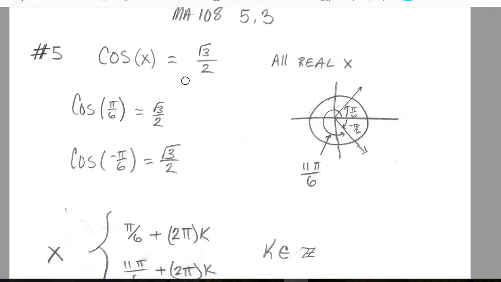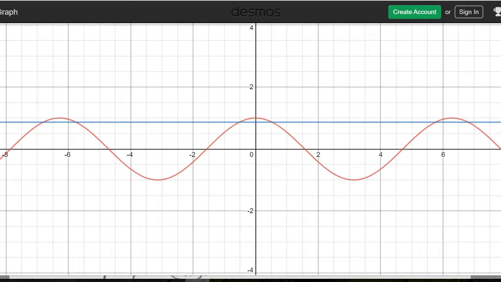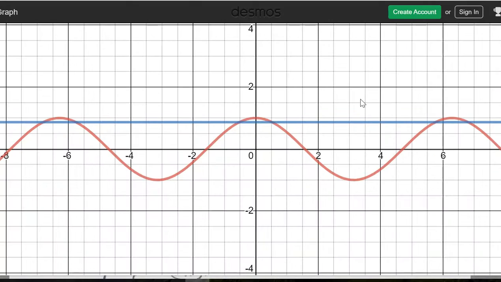This is MA 108, section 5.3, question number 5. This question is asking us to find the values of x, the values of the angle, of cosine of x that are equal to root 3 over 2 on all real possibilities of x, so all negative infinity to positive infinity. So when I look at a graph of cosine of x, I get the situation of this red line.